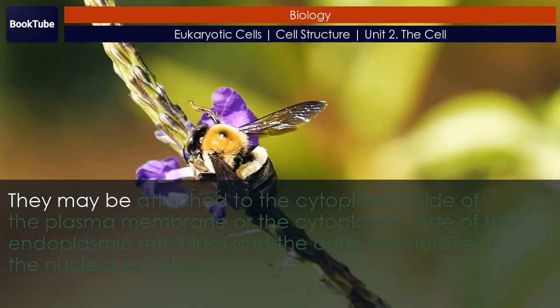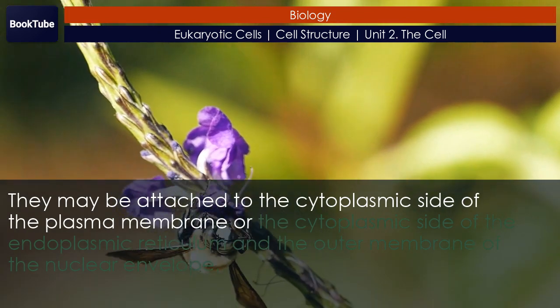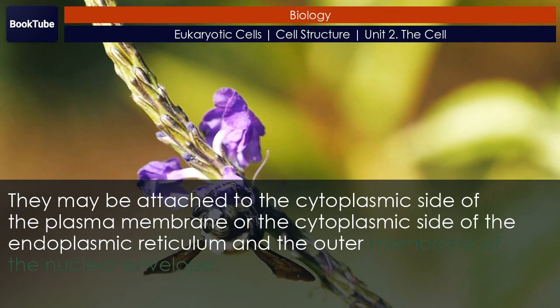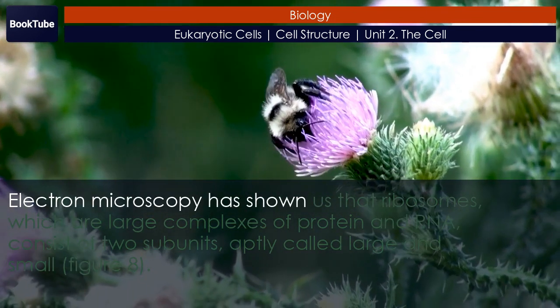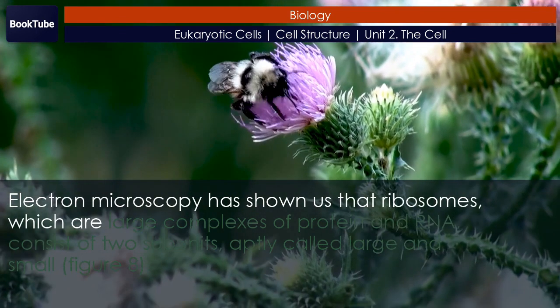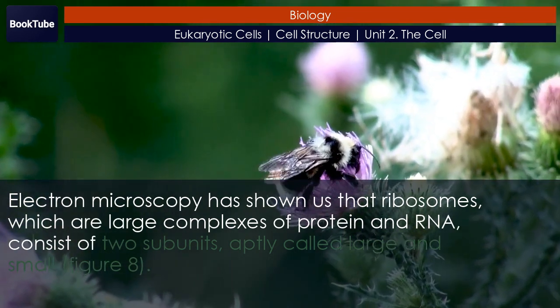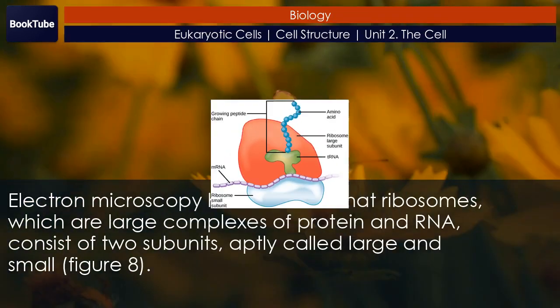They may be attached to the cytoplasmic side of the plasma membrane or the cytoplasmic side of the endoplasmic reticulum and the outer membrane of the nuclear envelope. Electron microscopy has shown us that ribosomes, which are large complexes of protein and RNA, consist of two subunits, aptly called large and small. Figure 8.